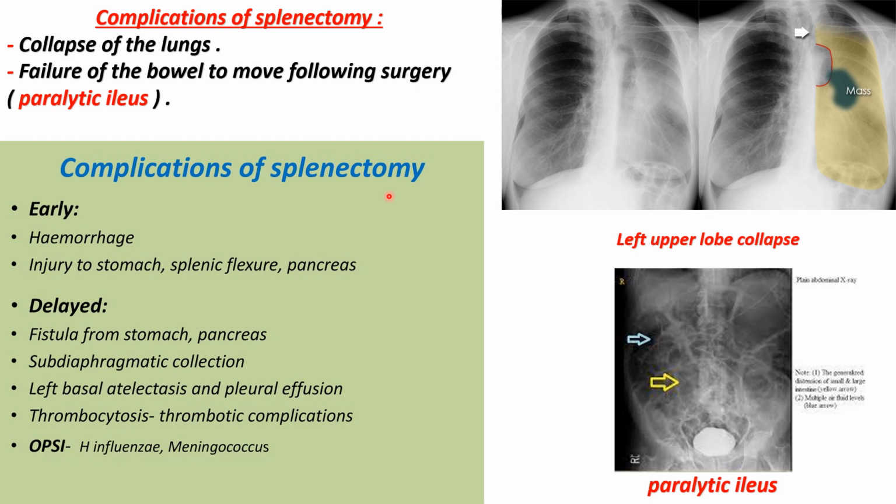other complications post-splenectomy, collapse of the lungs. We are seeing here a case of left upper lobe collapse, and failure of the bowel to move following surgery. This is called paralytic ileus. We are seeing here a case of paralytic ileus.